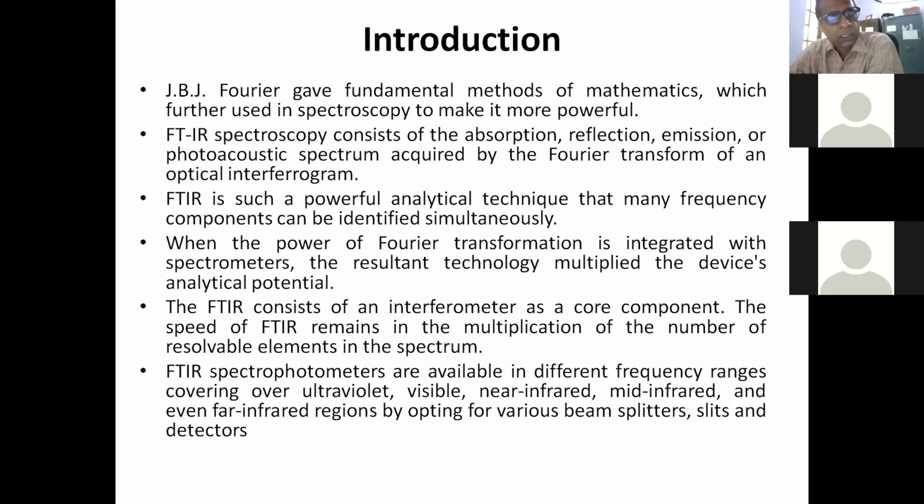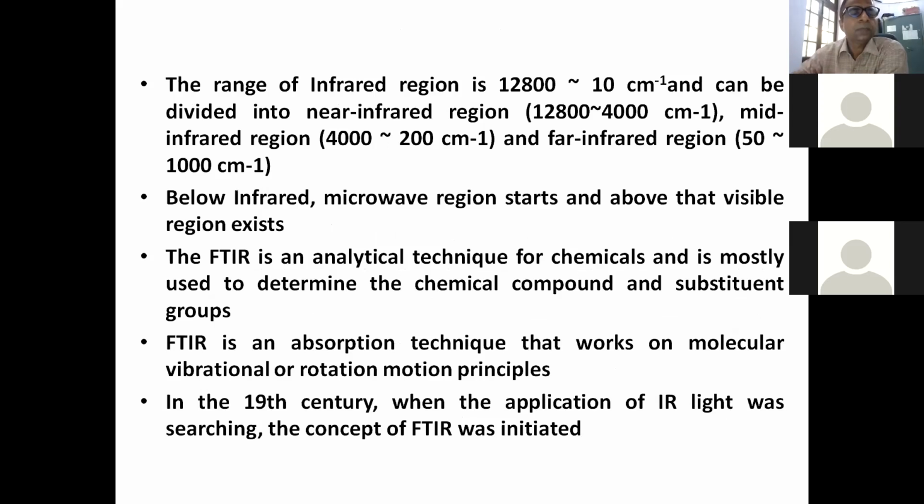FTIR spectrophotometers are available in different frequency ranges, covering ultraviolet, visible range, infrared, mid-infrared, and even the far infrared region by opting for various beam splitters, slits, and detectors. The range of the infrared region is 12,800 to 10 cm⁻¹ and can be divided into near infrared region, mid infrared region, and far infrared region. Below infrared, the microwave region starts, and above that, the visible region starts.